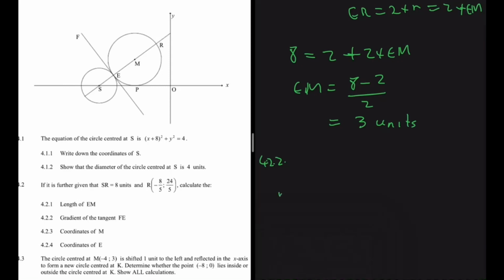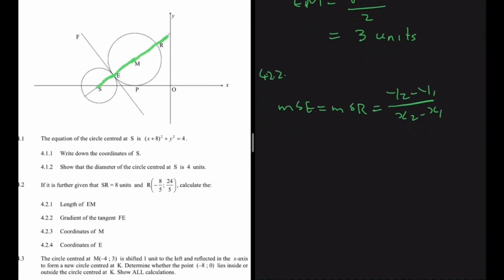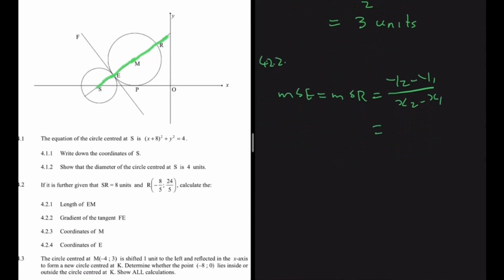So let's find the gradient of SE since we have coordinates S, right? But wait a minute, we don't have the coordinates of E. So how are we still going to find the gradient of SE? The gradient of SE will also be equal to the gradient of SR, because it is one straight line from S to E to M to R, right? So the gradient on that line is the same. So we can just use SR to find the gradient of SE. So that will be equal to (y2 − y1) divided by (x2 − x1) by definition. So let's take R as our second coordinate, right? We have the coordinates of R here.